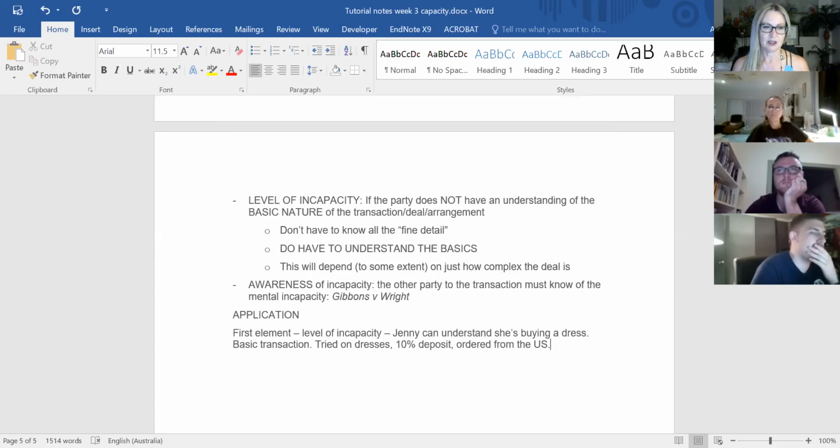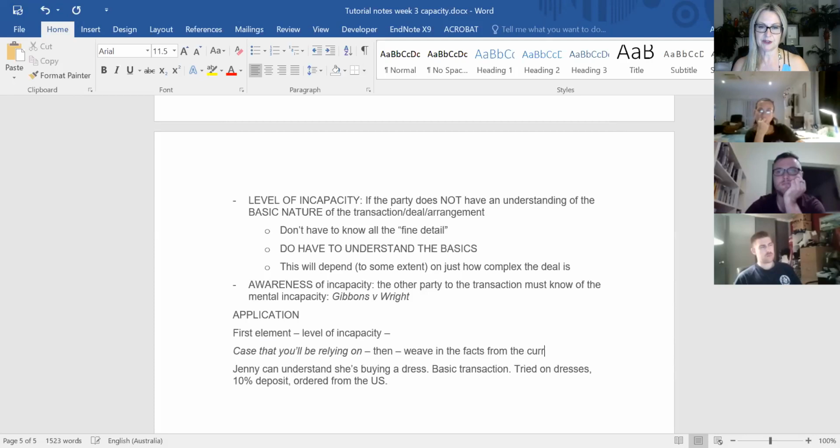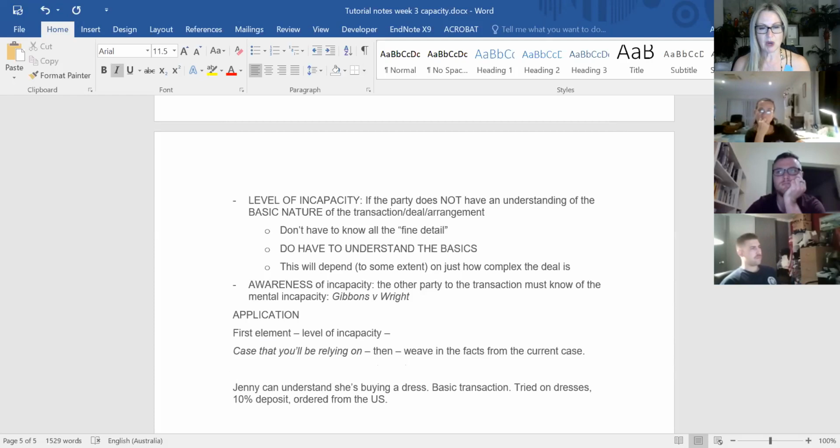But then I think in any event, so then what you'd be doing is you'd be saying level of incapacity. The way I think IRACs work very nicely is that you state your case that you'll be relying on, and then you weave in the facts from the current case. Okay, so you might be looking at, I think this is the case that really is most appropriate here because, Hart and O'Connor, you could discuss either. Let's go for Hart, because it has something a little bit more.